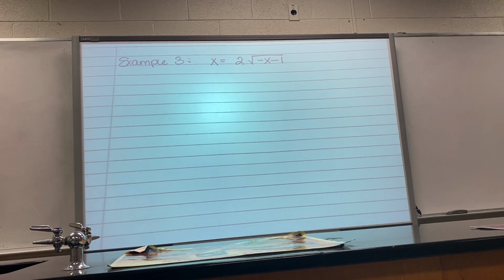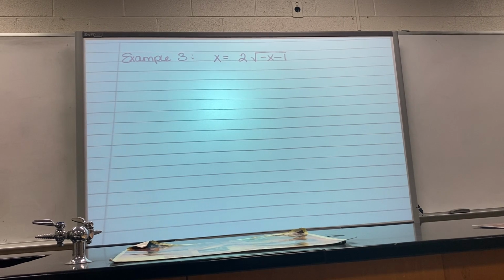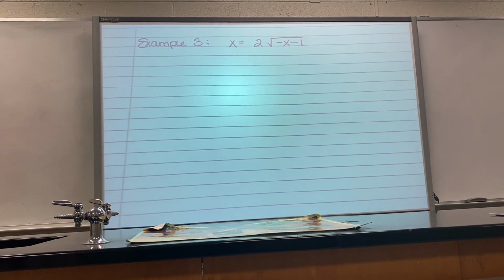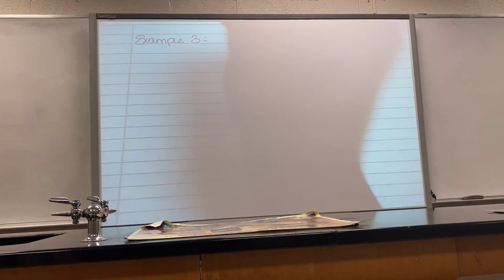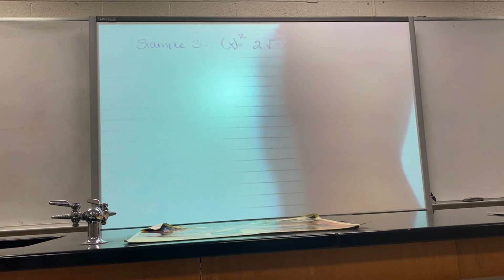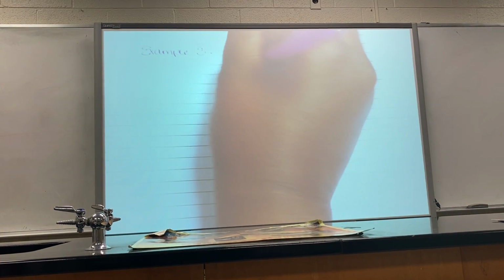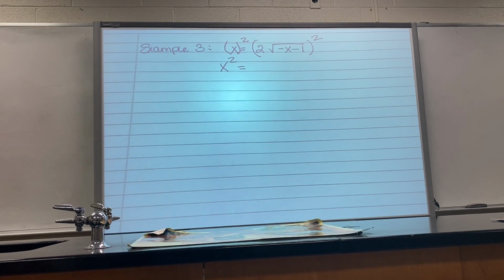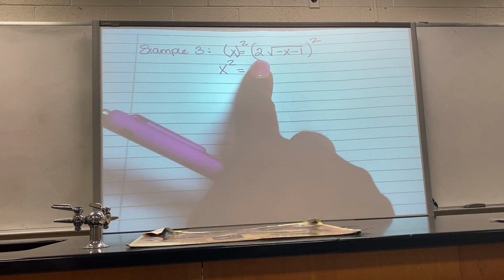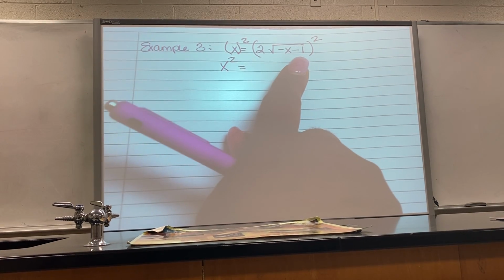Okay, so in example 3, I've got x is equal to 2 times the square root of negative x minus 1. So, just like before, I would start by squaring both sides. Now, when I square this, the left side becomes x squared. But when I take care of the right side of that equation, I have to square the 2 that's outside, and then I'm going to square the root separately.